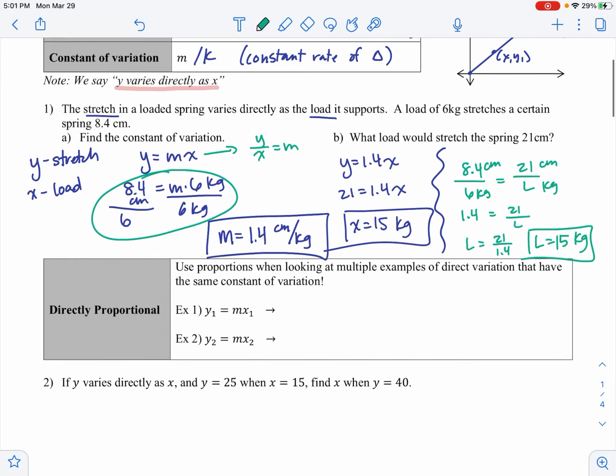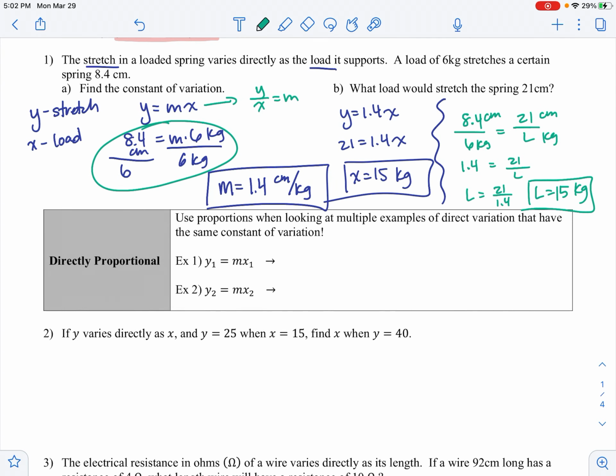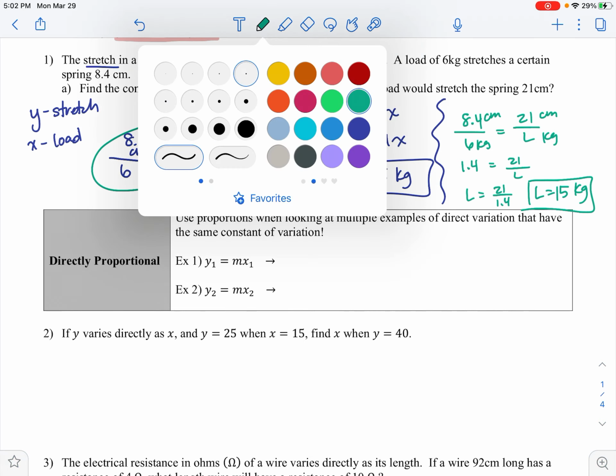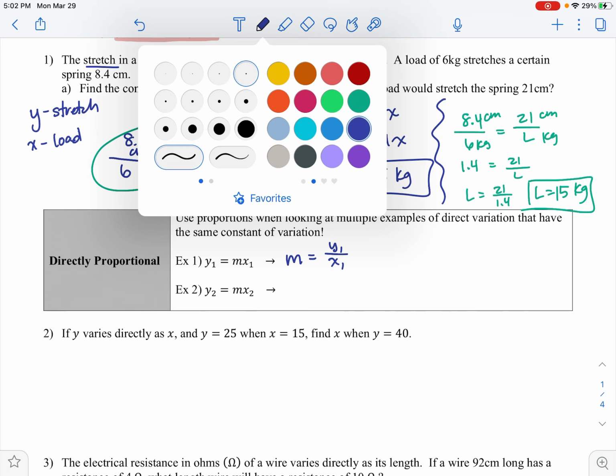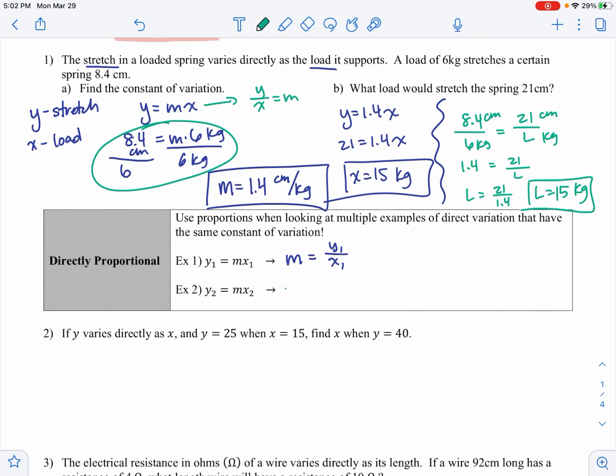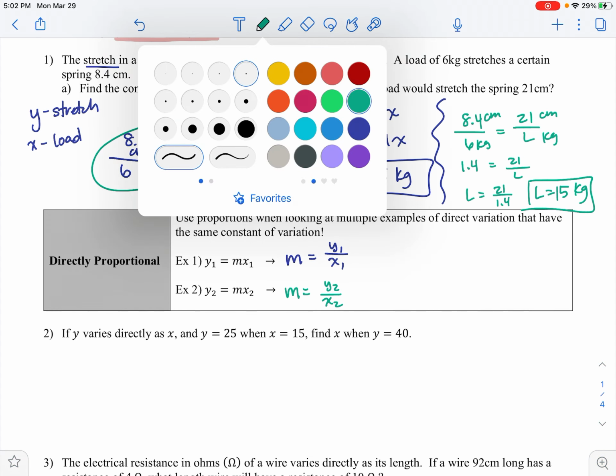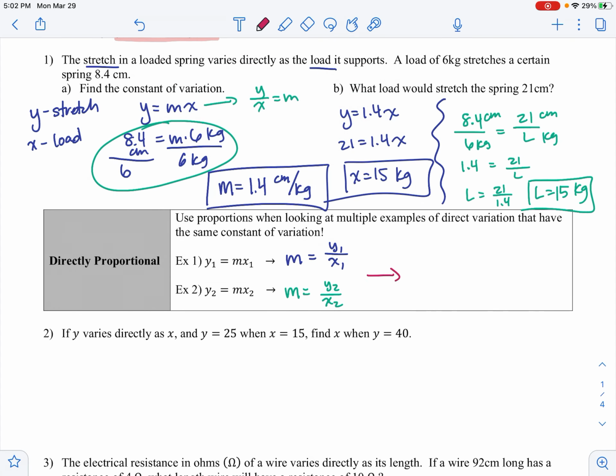So let's kind of formalize that here. When we're using proportions, if I have my ordered pair number 1 and I want to find what m is, well, I just divide both sides by x1. If now I have another ordered pair and I want to find what m is, I just divide both sides by x2. That constant is going to be the same, and so this can lead us to that we have these ratios that we can set up in a proportion for any direct variation. This can help us figure out some of our problems.